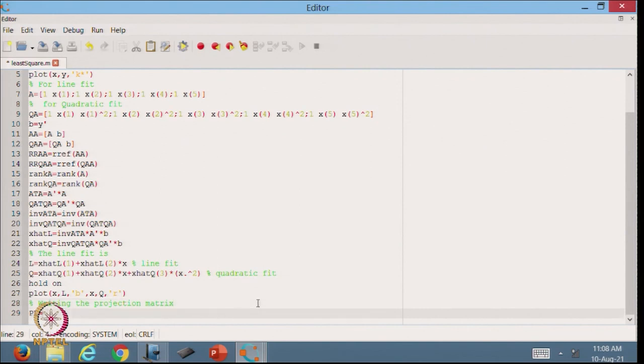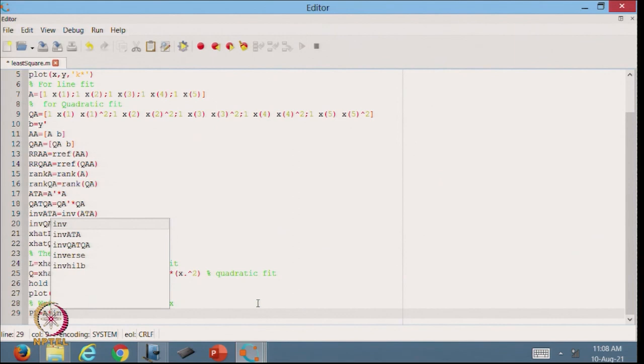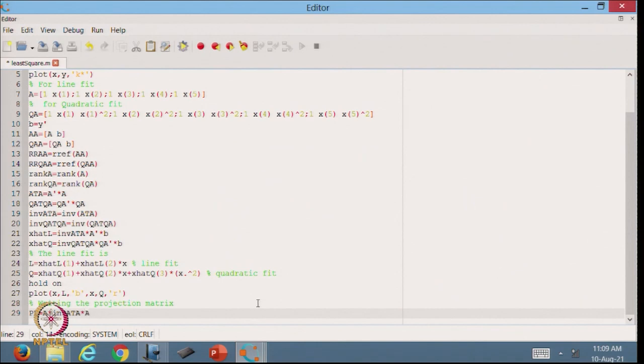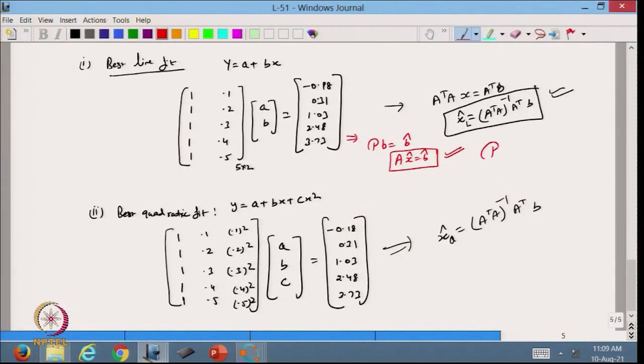So the projection matrix, you know, for the line, is I just take the A matrix, putting star here, and then I am writing the inverse of A transpose A, star, then A transpose, star. So this is my projection matrix. So the projection matrix is A transpose A inverse A transpose. And I am writing this one here.